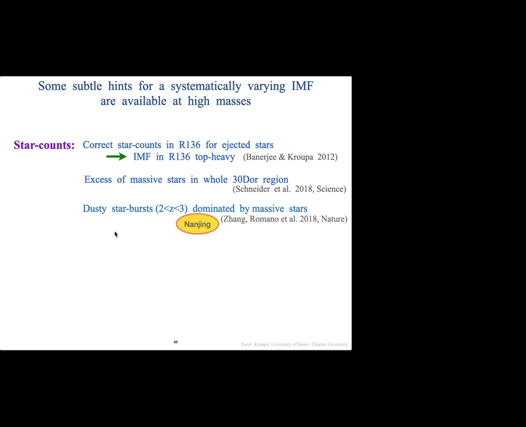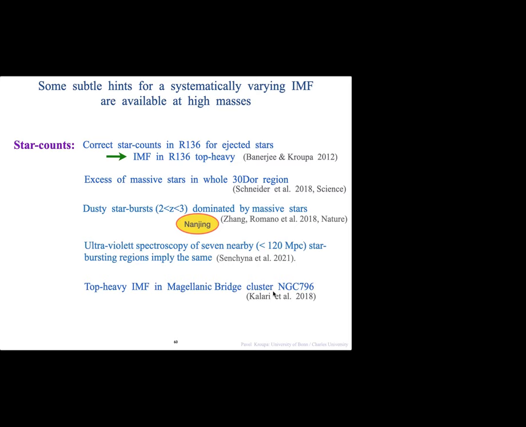And then ultraviolet spectroscopy of nearby starburst regions just very recently confirmed this again, that they are dominated by massive stars. And furthermore, there is a Magellanic Bridge cluster with this name, published by these people recently. It's a metal poor cluster, which is also itself fairly massive and has a top heavy IMF. And the globular clusters in the Andromeda galaxy have been shown to have been top heavy at lower metallicity by these researchers from Zanjan in Iran.